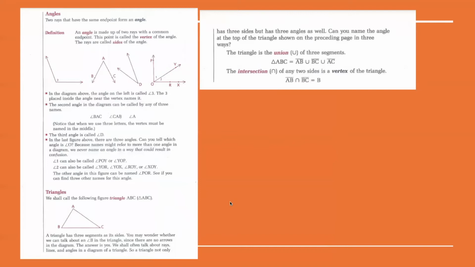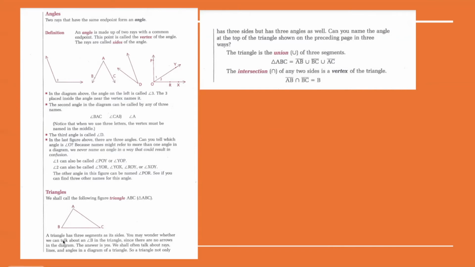Next is an angle. Two rays that have the same endpoint will form an angle. And the endpoint where they meet is called the vertex of an angle. When naming an angle, you can name it by the number placed inside of the angle near the vertex. So this right here would be called angle 3. You can also name it by the letter that marks the point of the vertex, which is A, so this can be called angle A. Or you can name it by the points on the angle, so angle BAC or CAB.